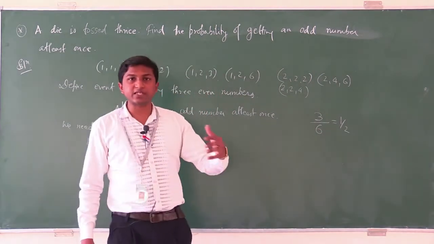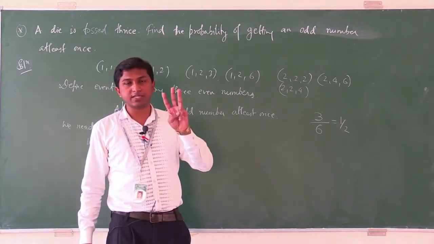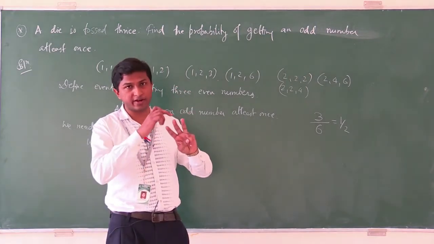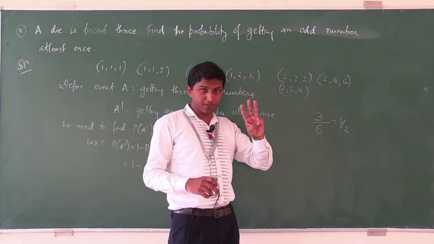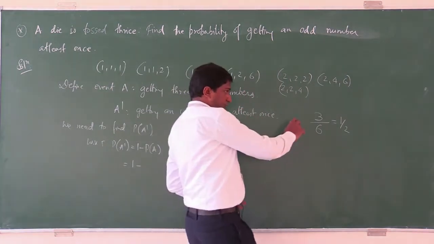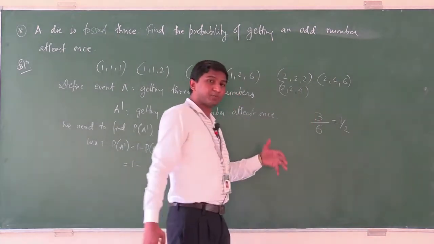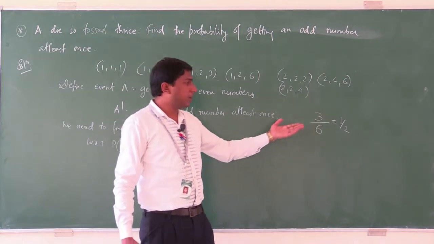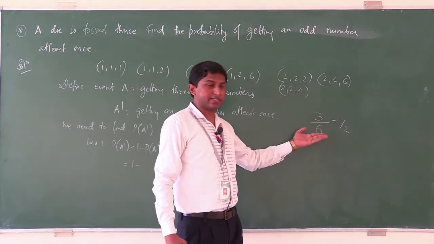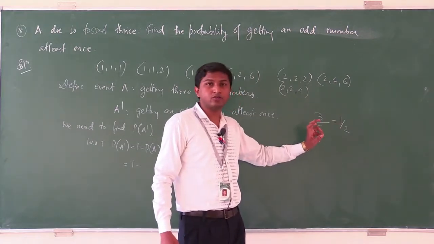Out of the 6 numbers, how many numbers are even numbers? 3 numbers are even numbers, 2, 4 and 6. So 3 of them are even numbers, and I put that in the numerator. So what is the probability of getting an even number in one toss of die? It will be nothing but 3 by 6. On further simplifying that fraction, we get 1 by 2.